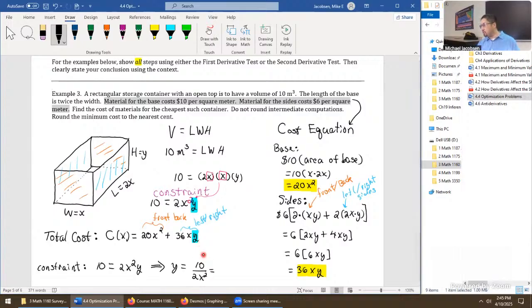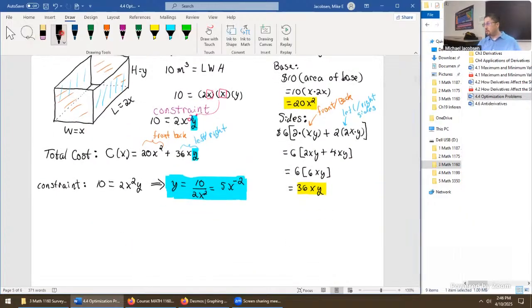This is going to turn into 5. I'm going to write this as x powered negative 2, to make this differentiation a little bit easier. So from the constraint, the fact that the total volume of this box has to be 10 cubic meters, we have a new relationship for y that pulls in the variable x. So now the total cost really is a function of one variable.